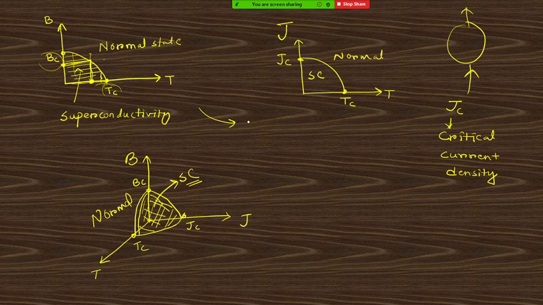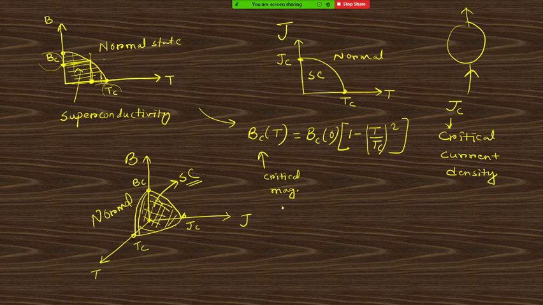Here I want to say the nature of this curve is obeyed by the equation, BCT, that is BC0 within bracket 1 minus T by TC whole square. Okay, what is BC? BC is the critical magnetic field at any temperature, and BC0 is the critical magnetic field at 0 Kelvin temperature. Okay, and this is the T by TC. TC is the critical temperature.